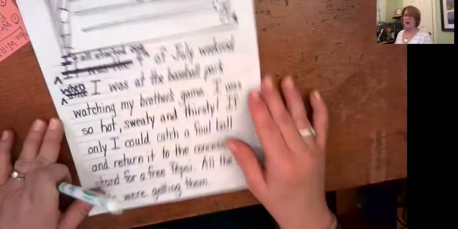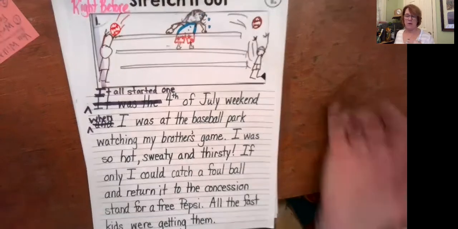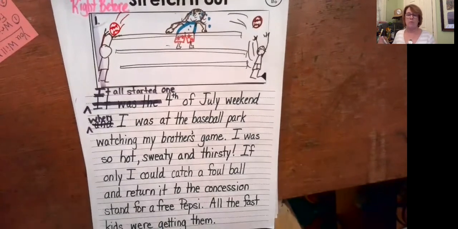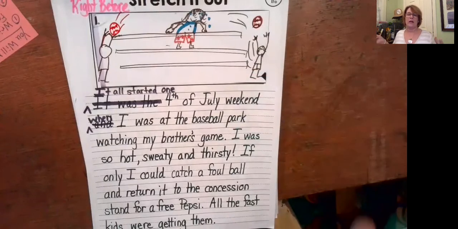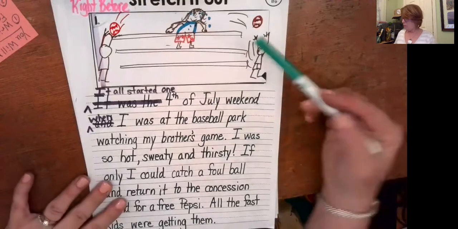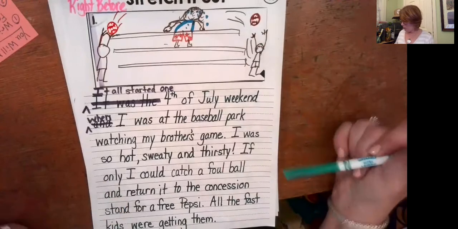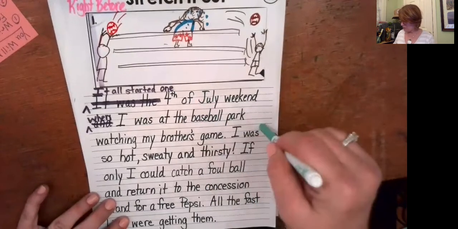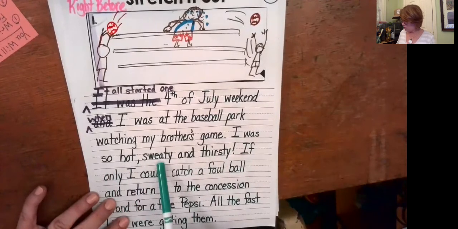All right. Now I've already thought about my writing and thought about where I wanted to add my all caps words. I'm looking for a place in my writing where I really had a lot of emotion, where I really wanted to stress how I felt about something. And when I was at the baseball game, I was so hot and thirsty. What I'm going to do is find the sentence where it says hot. Oh, I found it right here. I was so hot, sweaty, and thirsty.